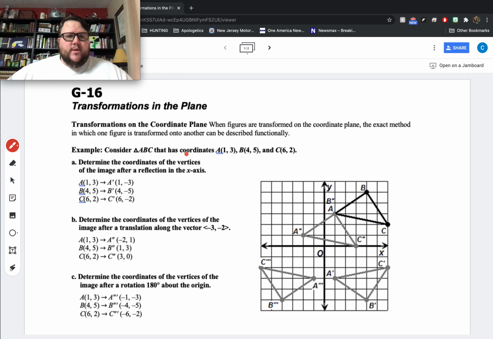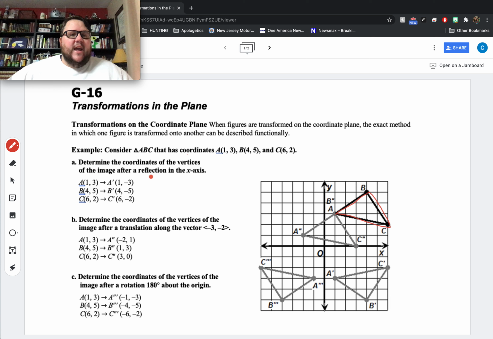So first thing I want to do is highlight our pre-image. Our pre-image is the original figure. So our pre-image is triangle ABC. Those are our coordinates: A is 1, 3, B is 4, 5, and C is 6, 2. Now they say determine the coordinates of the vertices after reflection in the x-axis.